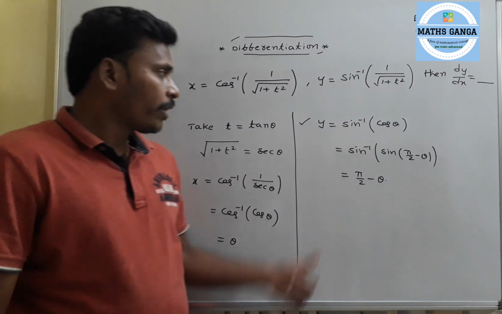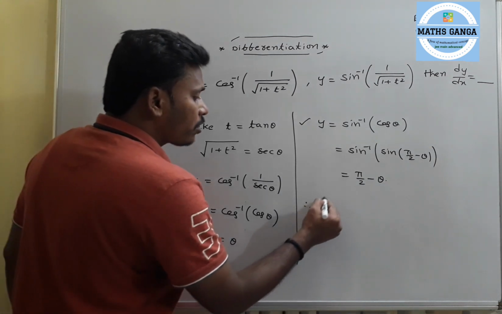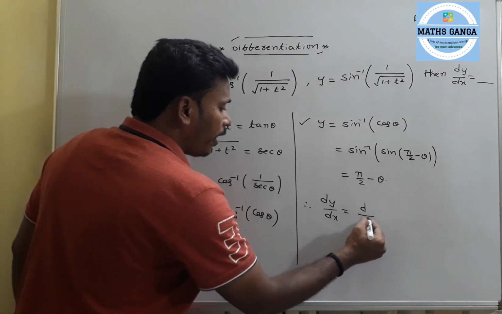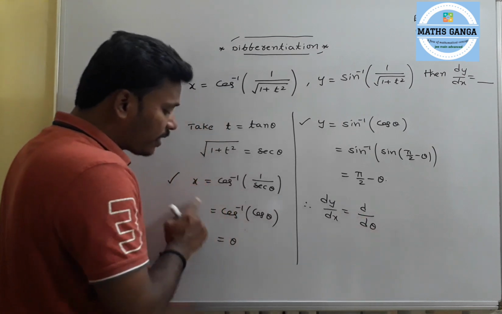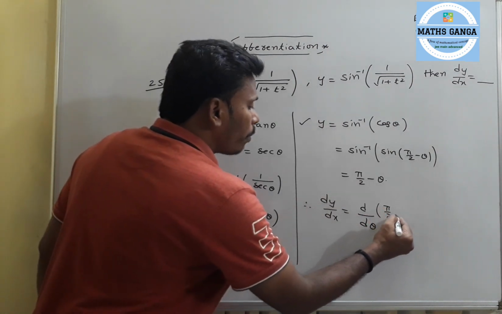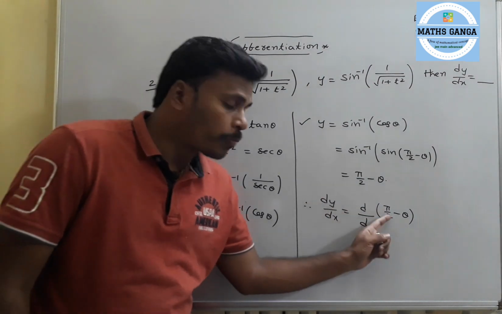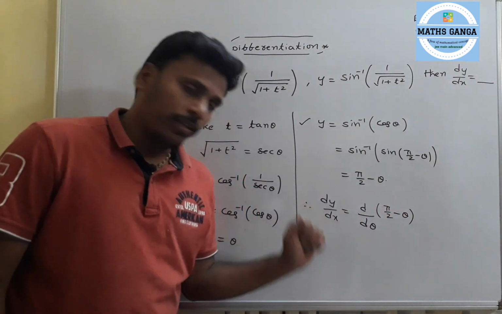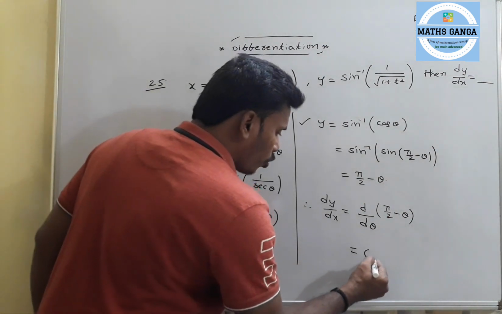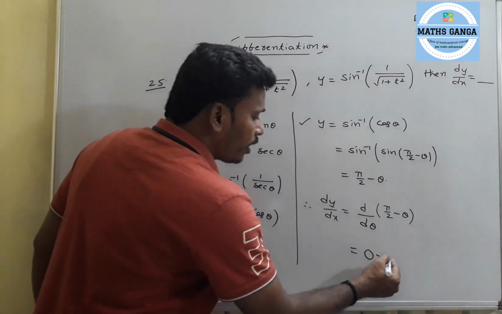Now finally, y is pi by 2 minus theta, x is theta. Our task is to find dy by dx, right? That means d by d theta. Why? Because x is theta, replace x with theta, and y is pi by 2 minus theta. So dy by dx is nothing but the derivative of pi by 2 minus theta with respect to theta. Since pi by 2 is a constant, its derivative is 0 with respect to theta, and for minus theta, the derivative with respect to theta is minus 1.